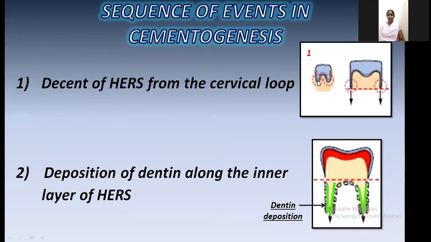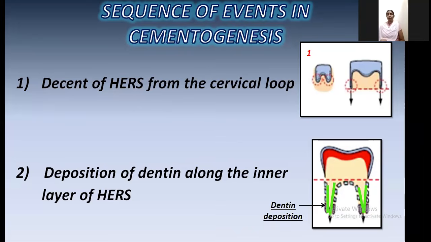You can see in this image, this is the cervical loop, and from here you can see descending of the HERS. Second step is deposition of dentin along the inner layer of HERS. The cervical loop, from there HERS has descended, and along the HERS inner surface you can see dentin deposition in light green color. Now always remember students, in the crown, dentin is deposited first, followed by enamel, and in the root, dentin is deposited first, followed by the cementum.